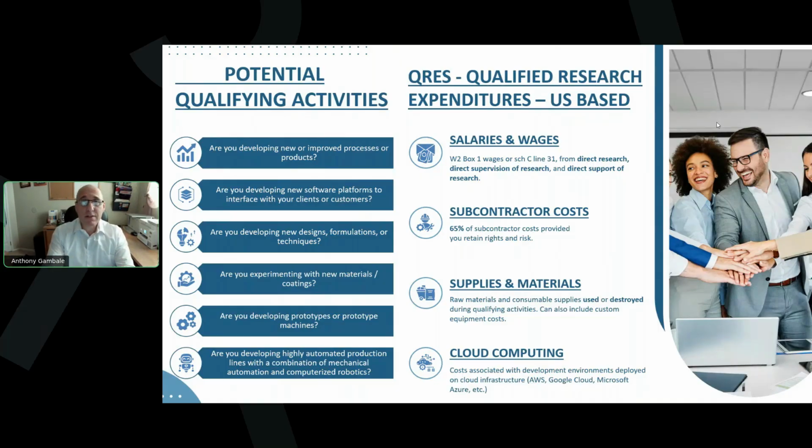So what kind of expenses qualify? Okay, well, one, salaries and wages, from your W-2 box one and your Schedule C line 31. They count.